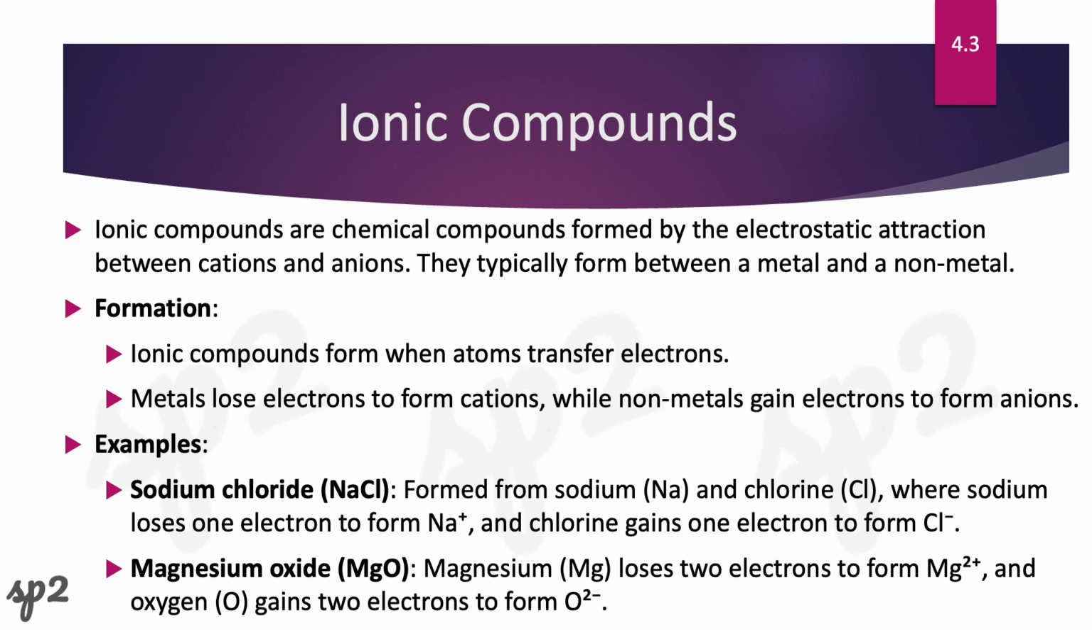There's another example, which is magnesium oxide, where we have Mg, our magnesium, losing 2 electrons to form Mg2+. And then I have oxygen gaining 2 electrons to form oxide. So together I have magnesium oxide.